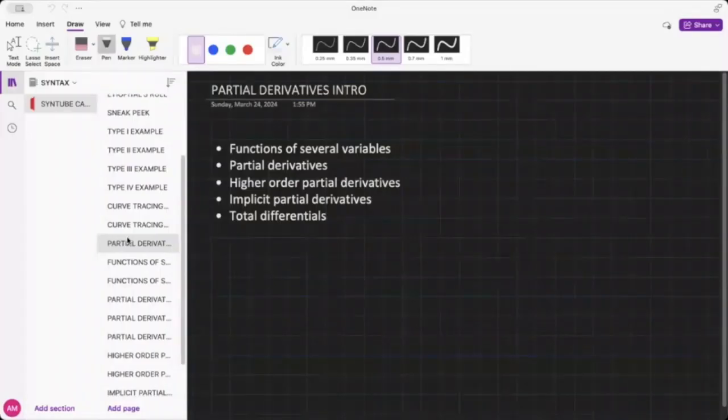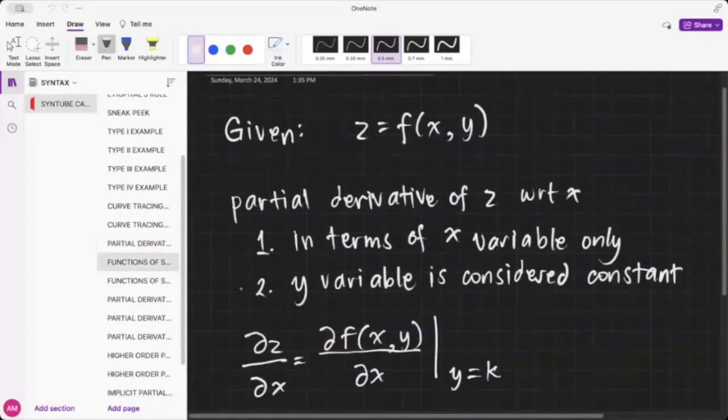As you can see, they are similar to what we did in normal derivatives. In partial derivatives, we deal with functions of several variables. It means to say that the dependent variable is expressed in terms of multiple independent variables. This might seem intimidating at first, but really the only changes you'll do is, for example, here you have z is equal to f of x and y. And you want to get the partial derivative of z with respect to x.